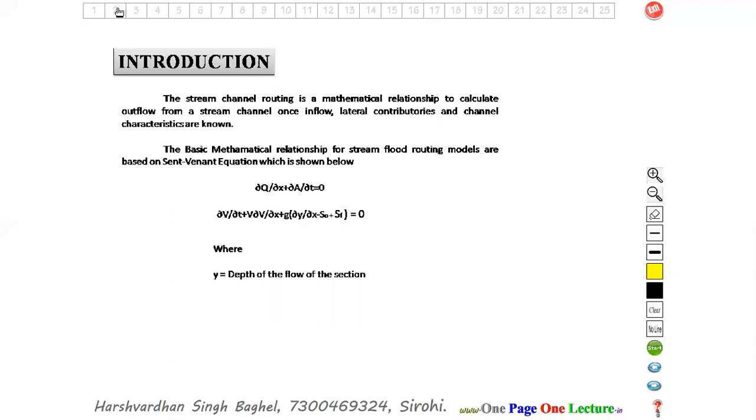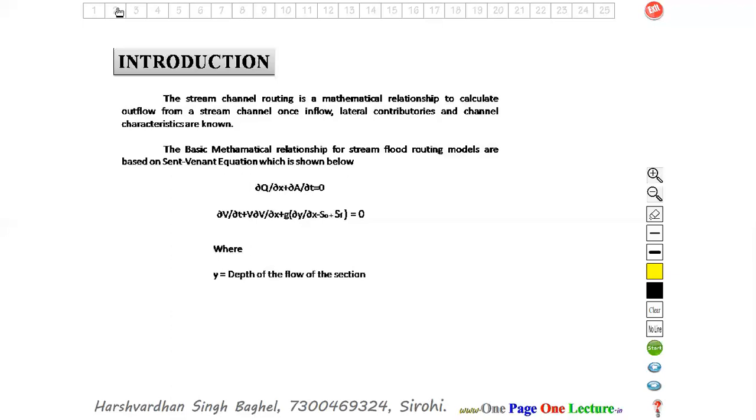So what's the definition? Stream channel routing is the mathematical relationship to calculate the outflow from a certain channel once the inflow, lateral contributors, and the channel characteristics are known. We also know that for a particular channel, there are lots of lateral contributors, that is the tributaries, and in order to calculate the outflow, we have to consider the flow and the resistance from these tributaries and contributories also.